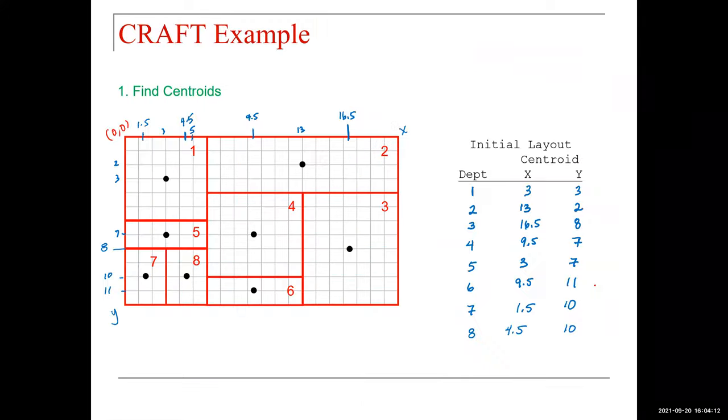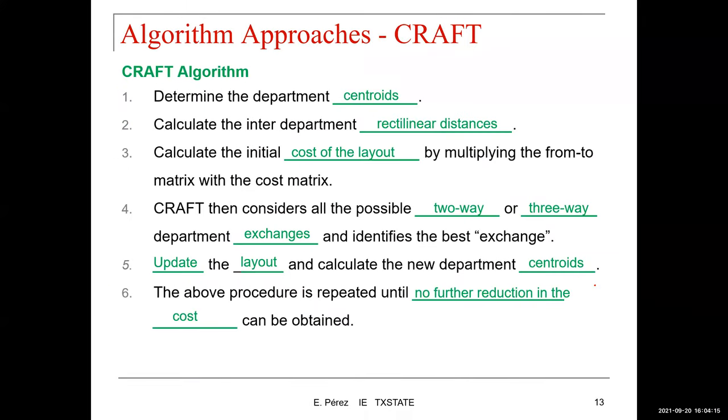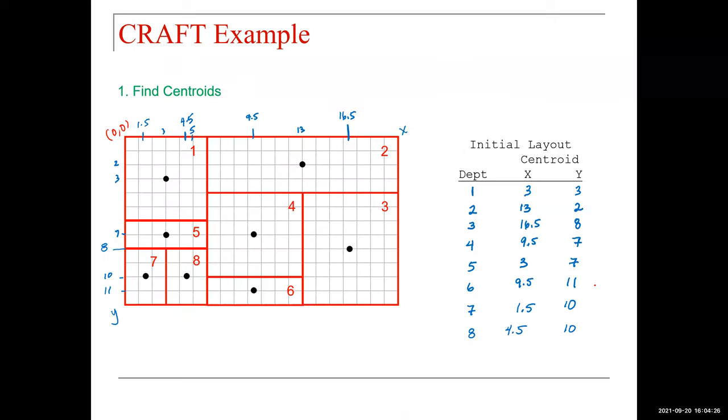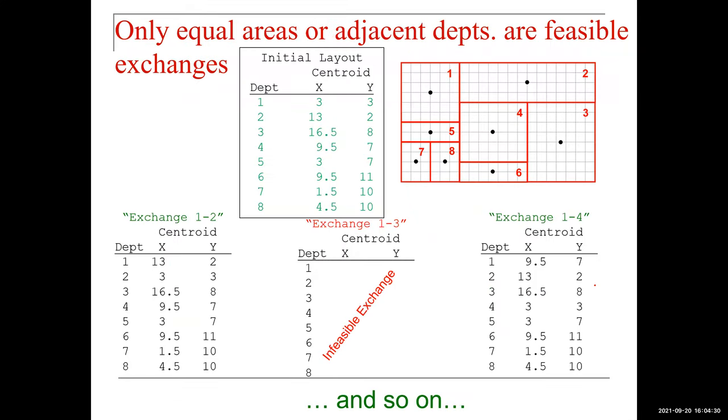And now, if you remember from here, we're gonna look at two-way exchanges and identify the best exchange. So the question is, and this is very important, I need you to remember this. When we are looking at possible exchanges using CRAFT, we have two options, and those are listed here in the title: only equal areas or adjacent departments are feasible exchanges. So you can only consider exchanges for departments that are sharing a wall, or departments that have the same area.